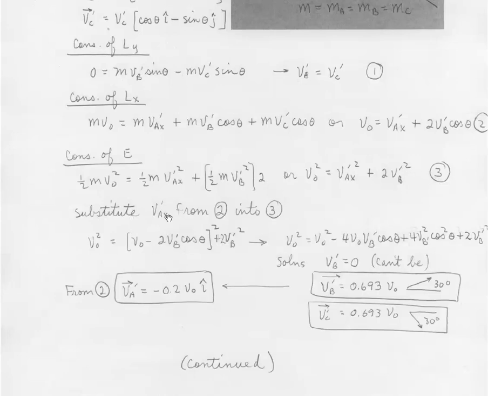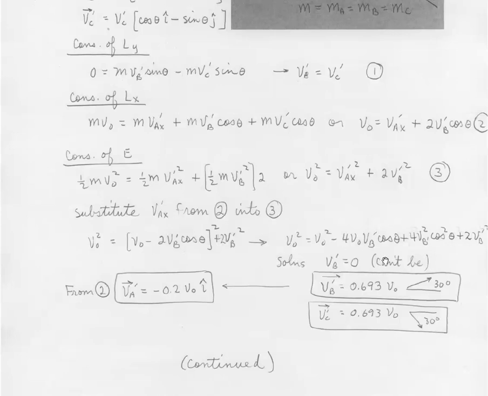If we substitute VAX prime from equation 2, in other words, solve for VAX prime and plug it into 3, we'll have V naught squared equal to VAX prime, which would be V naught minus 2 VB prime cosine theta, and that's squared, plus then 2 VB prime squared. So you square this term right here, you get V naught squared minus 4 V naught VB prime cosine theta, plus a 4 VB prime squared cosine squared theta, and then you've got your 2 VB prime squared right there.